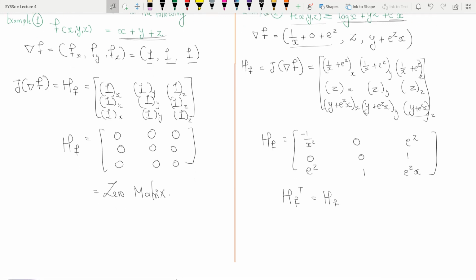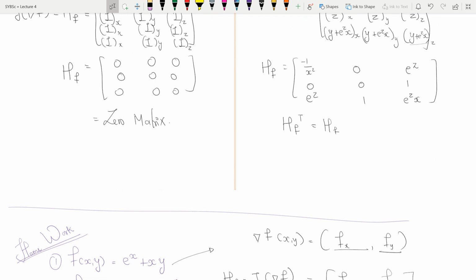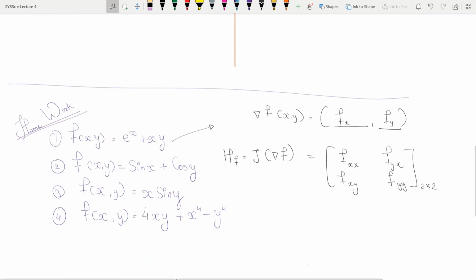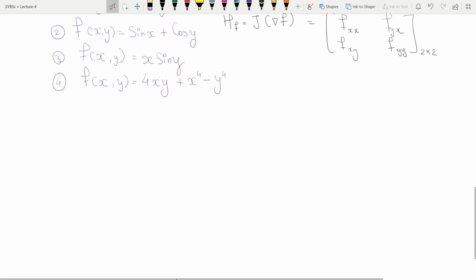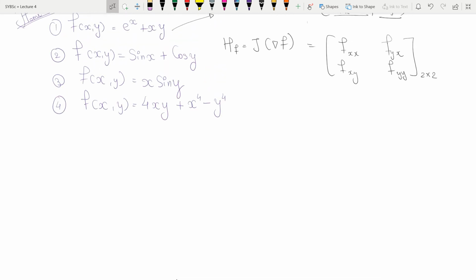So I'll request my students to do these 4 examples, note them down and do them. If you cannot do it, don't worry, I'll help you out. Sorry, that went up. Wait, sorry for the inconvenience, but I think it will come now. Yes, so these are your 4 examples. I'll request you to pause the video and do them right now, and then you can move forward.